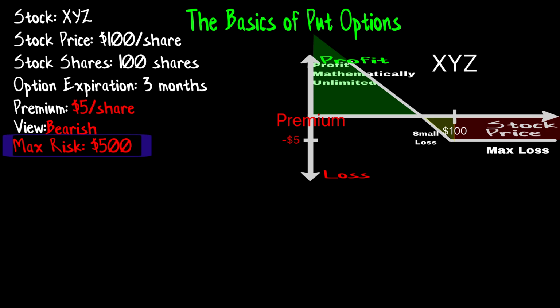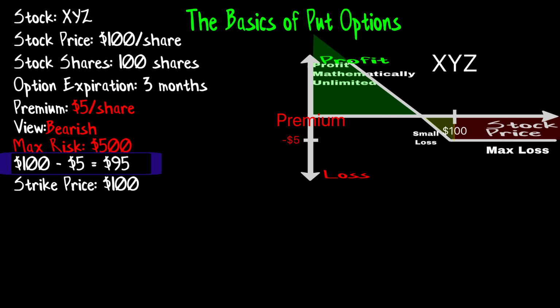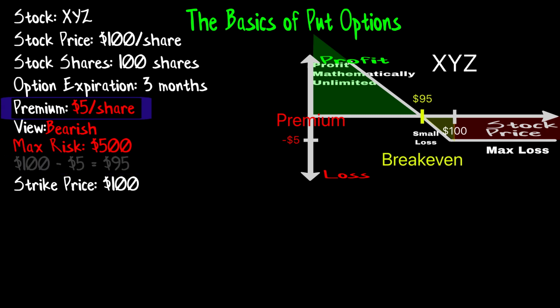Next, Brad calculates his break-even at expiration, which is the strike price minus what he paid, $5 per share. The price you pay is called the premium, so his break-even is $95. If XYZ is under $95, he will start making money. His profit potential is mathematically unlimited to zero because the stock price can go down to zero. And for Brad, anything below $95 per share in the next 3 months is pure profit.